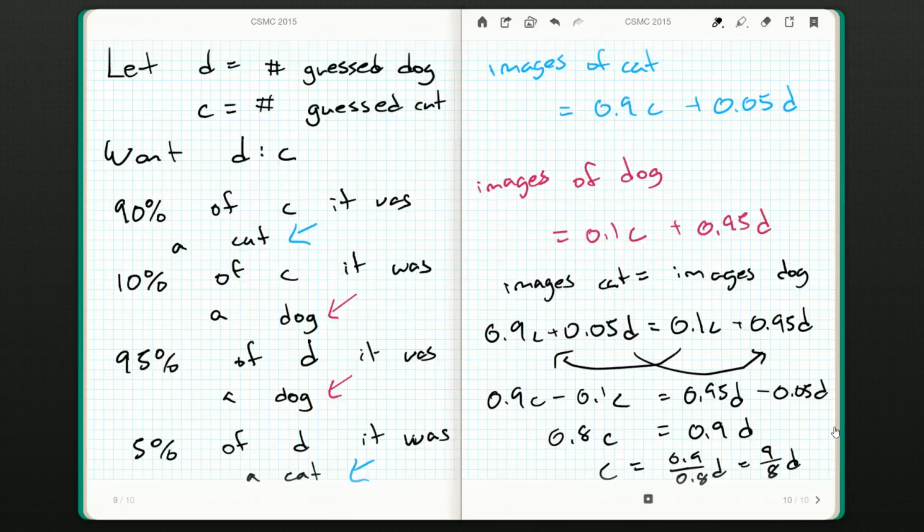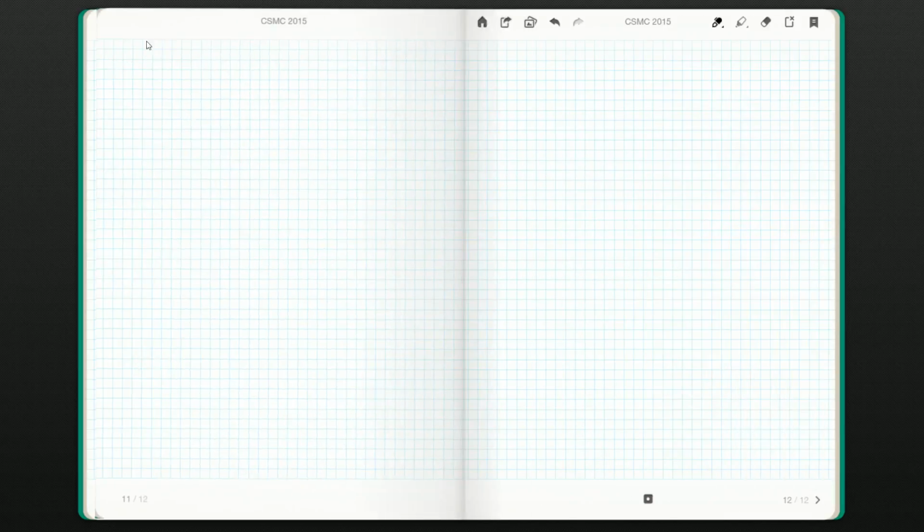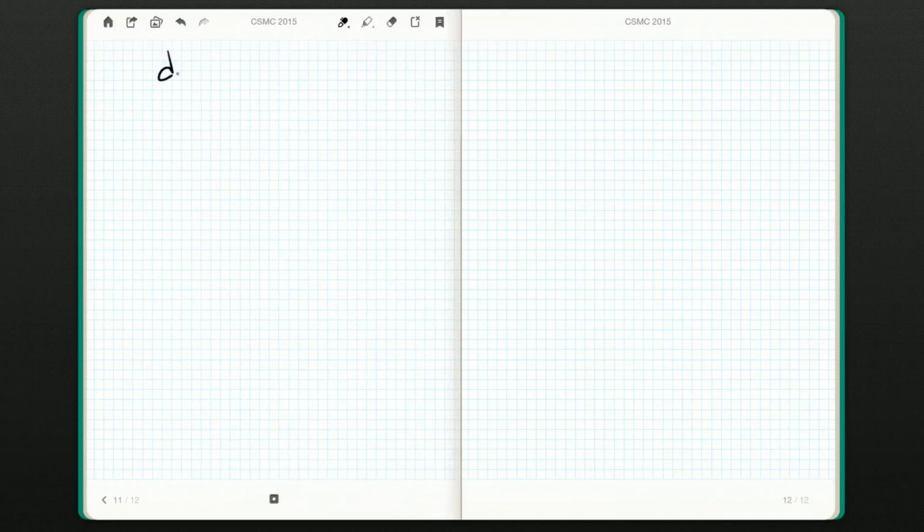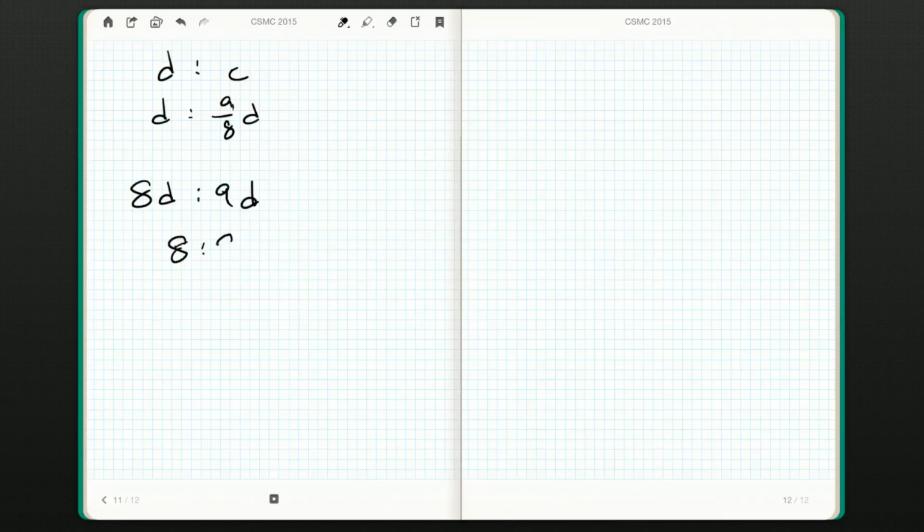So if we plug that into our ratio, we get D to C is the same as D to 9/8 of C. Or sorry, 9/8 of D. Okay, if we want a ratio, well, we can multiply through the same. So let's multiply by 8. So 8D to 9D. And then we can divide through by D, whatever it is, and get 8 to 9.